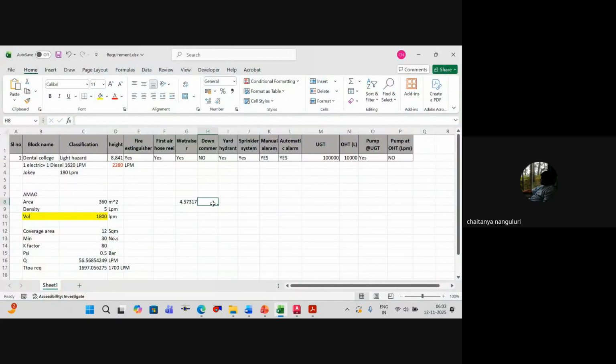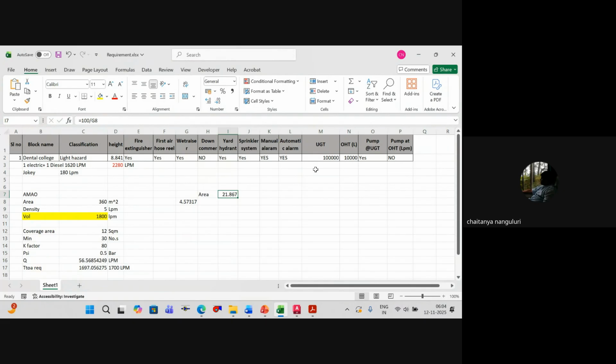So if it is 4.57 meters as a height, the total volume is how much? 1 lakh liters means how much cubic meter it will be? 100 cubic meters. So your area will be how much? Area is equal to 100 by 4.57. So it will be 21.86 square meters, right?